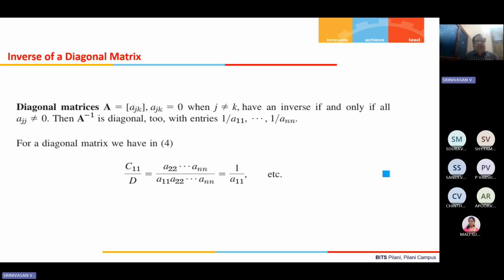And what will be the type of its inverse? It is also diagonal. That means only the principal diagonal elements will exist as non-zeros. And what will the elements be? They are nothing but the reciprocals of the entries of the original matrix. So A inverse is also diagonal with entries 1 by A11, 1 by A22, 1 by A33, and so on, up to 1 by ANN. So this is how a diagonal matrix has an inverse only when all principal diagonal elements are non-zeros.